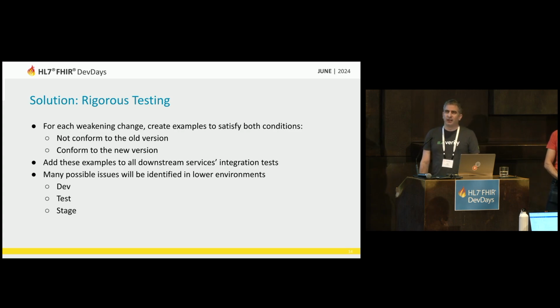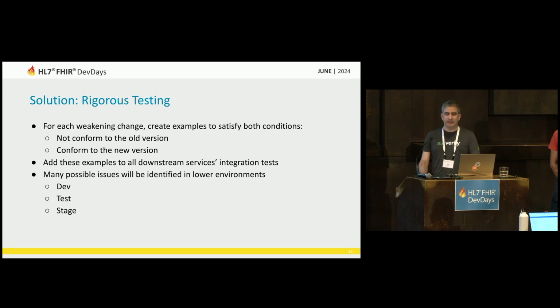For now, we are relying on more testing. We want to test whether our downstream system can tolerate the changes in the IG. These tests are instances of our resources whose profiles are changed. We have 2 properties. The first is that we want to make sure these instances do not comply with the current version of the IG or the older version, but comply with the newer version of the IG.